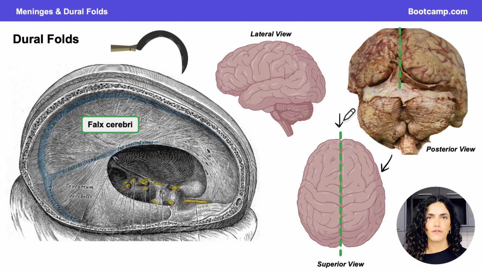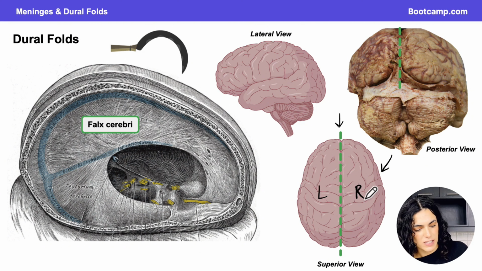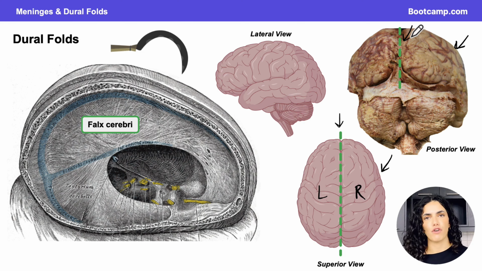So in this case, the falx cerebri is going to split the cerebrum into left and right hemispheres. We can also see it along this posterior view here. So again, the green line represents where that falx cerebri would be located. So again, we can see the left and the right hemispheres of the brain.